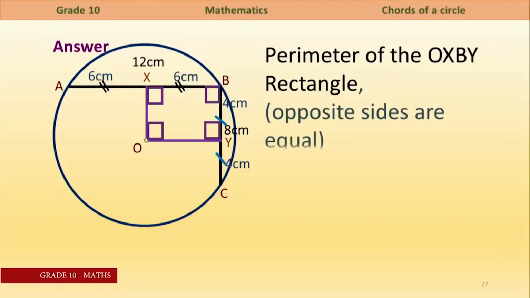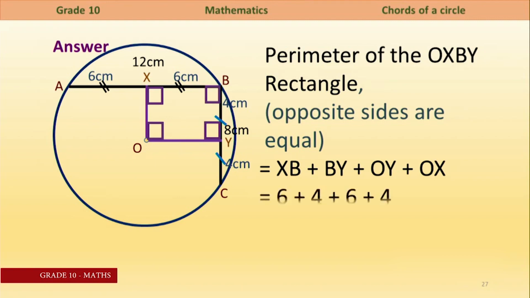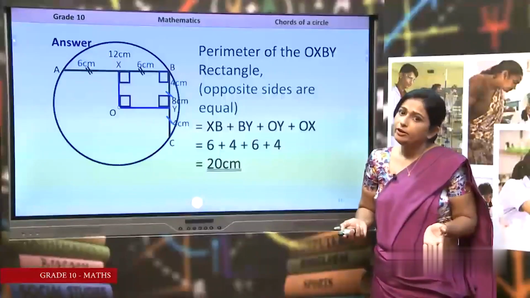That is a rectangle, no? We can find the perimeter: XB plus BY plus OY plus OX. We have to add all those measurements. XB is 6 centimeter, BY is 4 centimeter, OY, what's OY? OY is opposite to XB, that is 6 centimeter. OX is the opposite side of BY, so that is 4 centimeter. Then the perimeter of the rectangle is 20 centimeter.